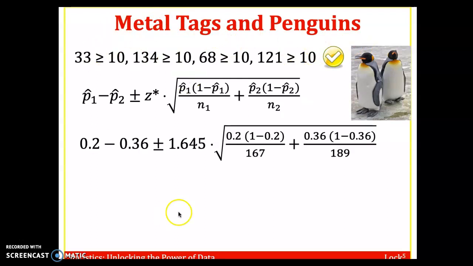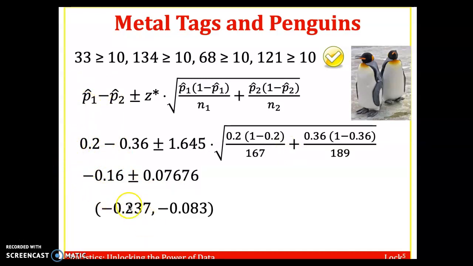All right, the only thing done differently here is I made group 1 the metal tag group. Z star is the same. These two got switched, but we're adding them together, so it doesn't matter what order you add the two numbers together. But we do get a negative statistic since I switched the two groups from the last video. And we got minus 0.237 to minus 0.083. So that is a different confidence interval.